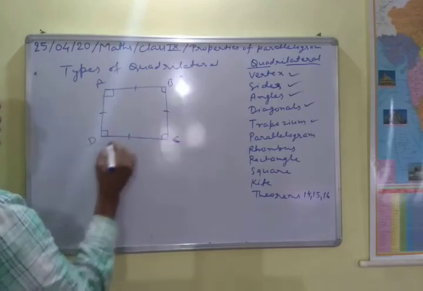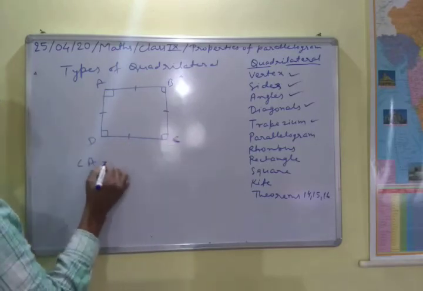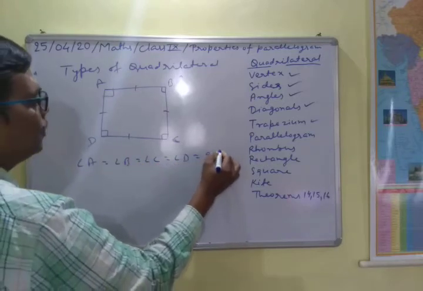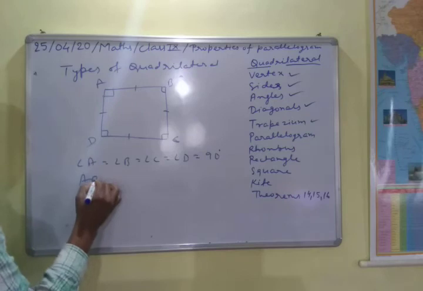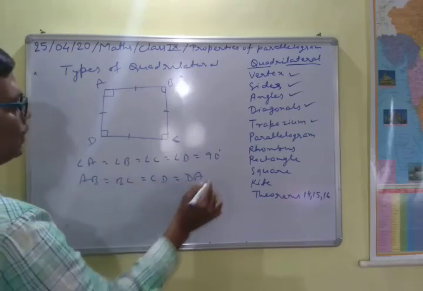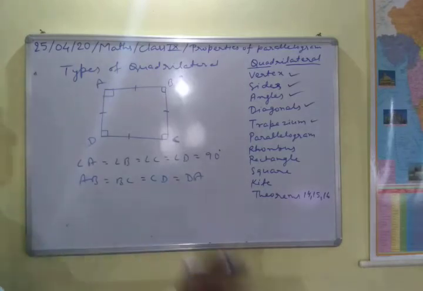So this ABCD, that is angle A equal to angle B equal to angle C equal to angle D equal to 90 degree, and here AB equal to BC equal to CD equal to DA. That is, all the sides are equal, all the angles are equal, and therefore this quadrilateral is called a square.